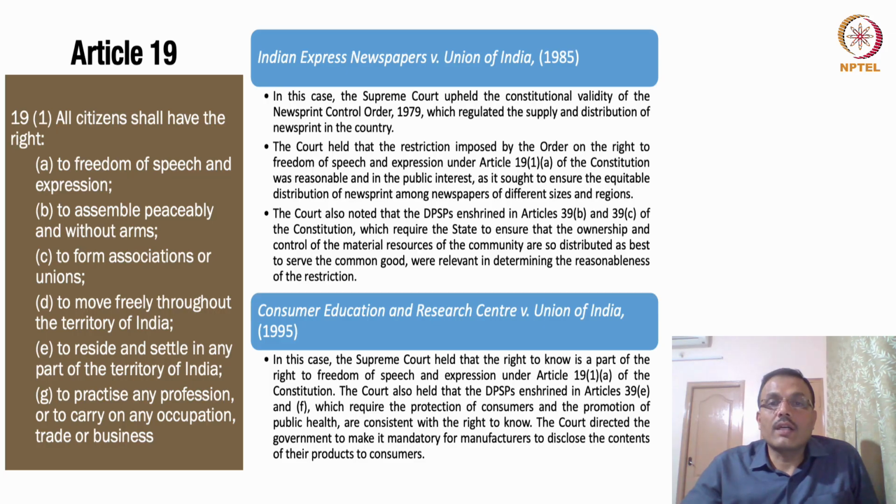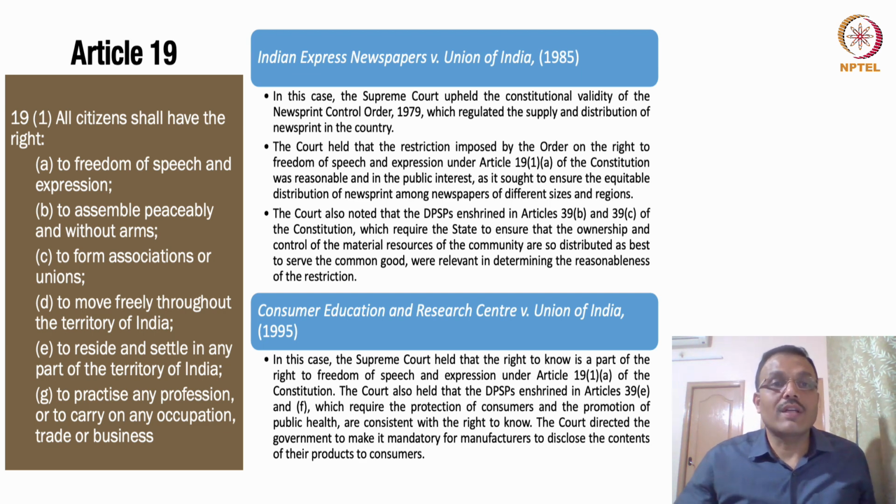So, moving on to Article 19 of the Constitution. Article 19 of the Constitution is about the right to freedom. There are six rights that are attempted to be protected under Article 19. The first is the right to freedom of speech and expression, the right to assemble peacefully without arms, to form association or unions and to move freely across the territory of India, to reside and settle in any part of the country, and last, to practice any profession or to carry any occupation, trade, or business.